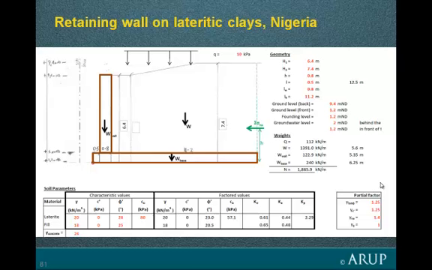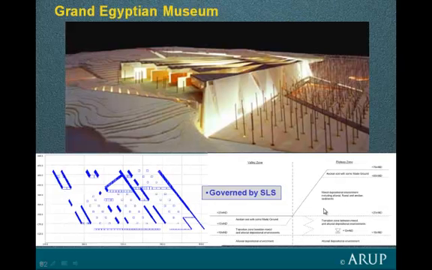And here's just a practical application, somebody doing a retaining wall calculation. They've just set it up in a spreadsheet to do the calculations for them. Here's another job on which Eurocode 7 was used. It's not in Europe as it happens, but Eurocodes are being used internationally. This was the Grand Museum in Egypt. Here it was governed by serviceability, and that will often be the case for spread foundations.